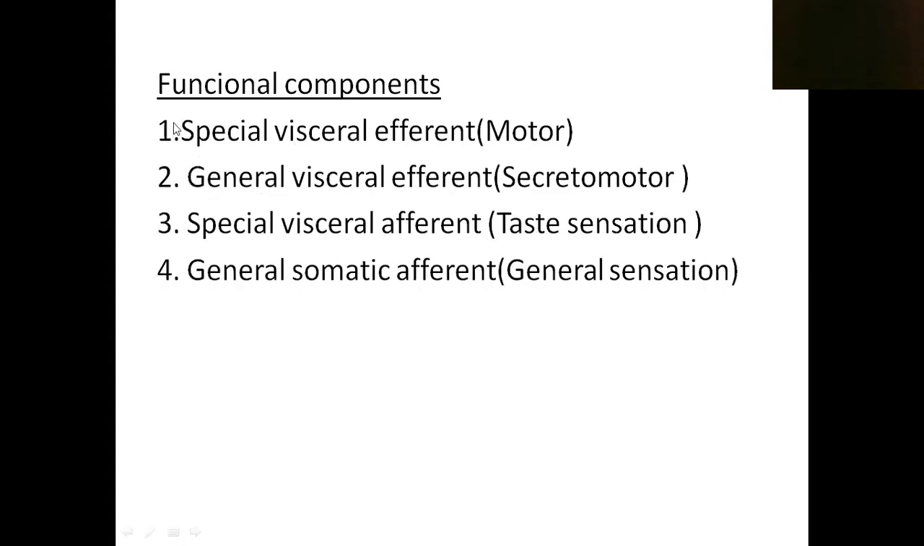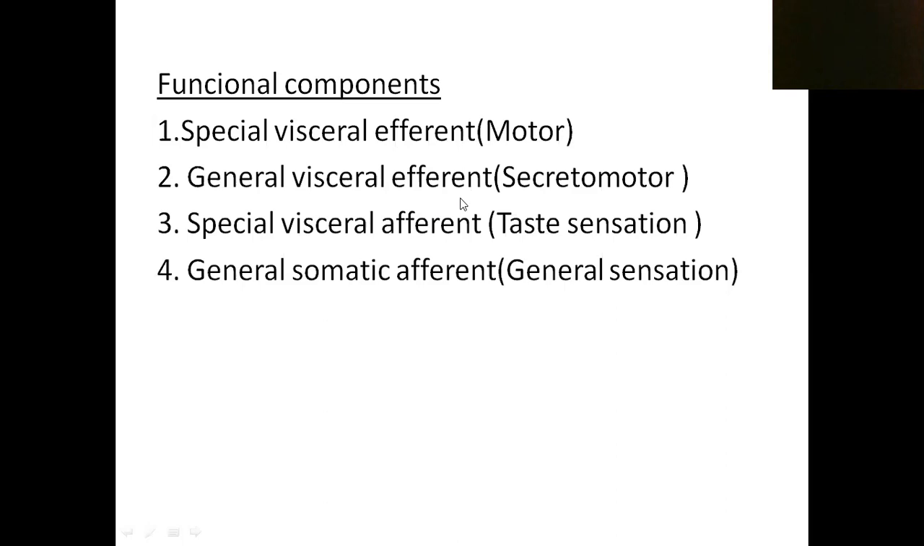Now we'll see the functional components. What are the functional components? Nothing but the different types of fibers seen inside this facial nerve. First type, special visceral efferent, means this type of fibers carries motor impulses to the muscles.